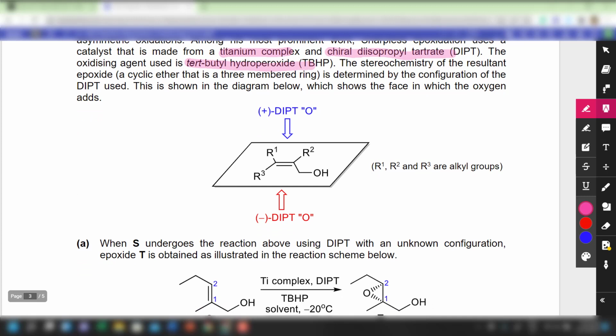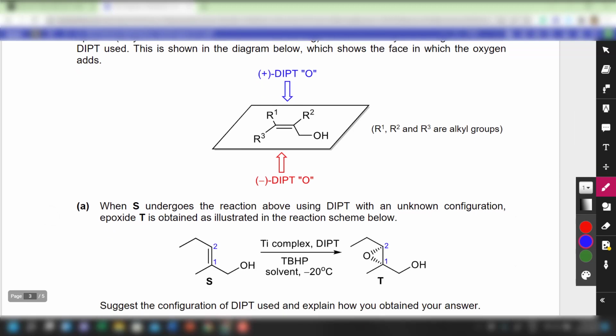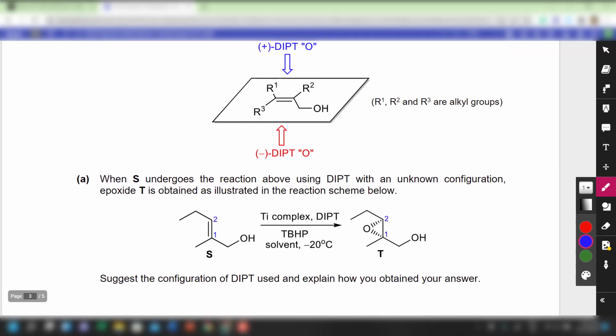So whether it takes on plus or minus. If it approaches from the top, then it's going to deliver oxygen on the top of this diagram. If it approaches from the bottom, then it will insert oxygen onto the bottom. So now the question is, when S undergoes the reaction above, with an unknown configuration, epoxide T is obtained in the reaction scheme below.